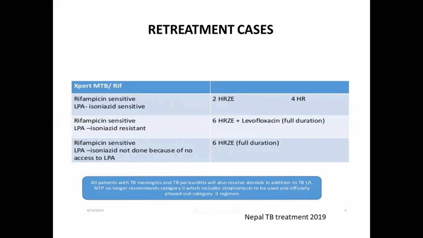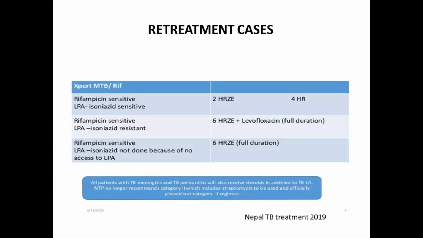So if you subjected the patient to the line probe assay and GeneXpert test, and you found out that the patient is sensitive to both first line drugs, that is rifampicin and isoniazid, the treatment is similar to that of a new case. That is, the intensive phase will be 2 months of HRZE, and the continuation phase will be 4 months of HR. But if you found out that the patient is rifampicin sensitive but isoniazid resistant, then you give the patient treatment of 6 months with the HRZE regimen with levofloxacin for the full duration.